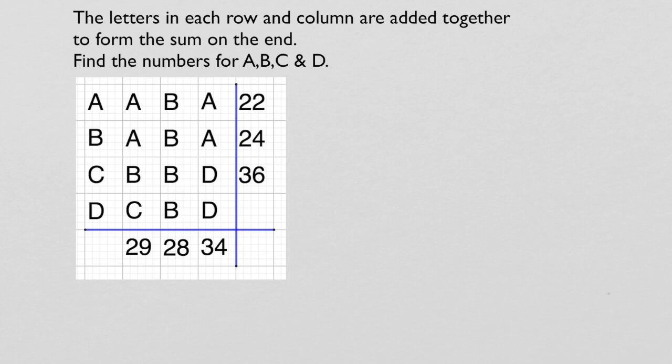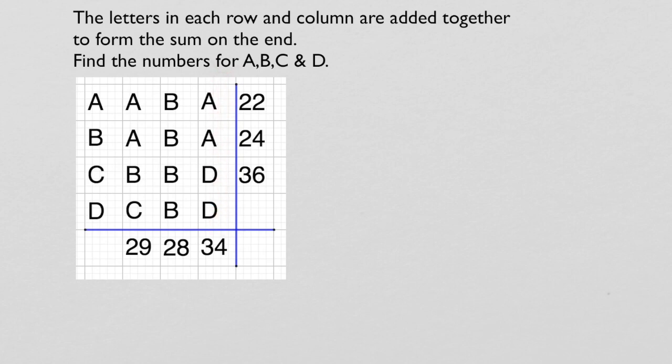Okay, so let's make a start. First thing to do is to look at the grid and see that all those letters add up to 22. The next row, all those 4 letters add up to 24. And going down the columns, that column there, the 4 B's add up to 28. 2 A's and 2 D's add up to 34, and so on.